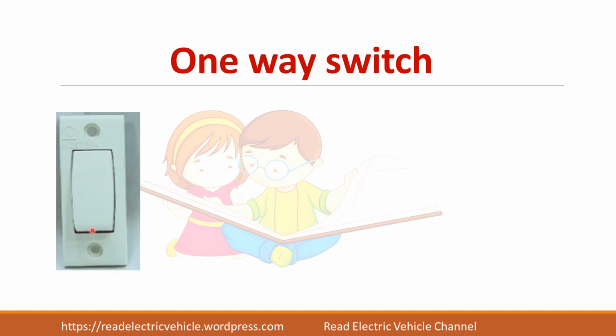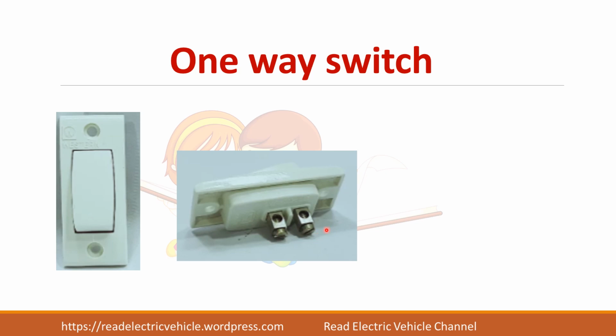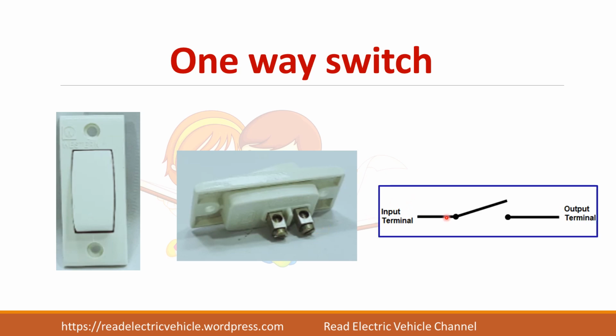So the one-way switch has two terminals which can be represented like this. It has one input terminal and the other one is the output terminal. So when you press this one, contact will be made, and whatever you give at the input will go to the output, or current will flow from input to output and there will be a continuous current flow.